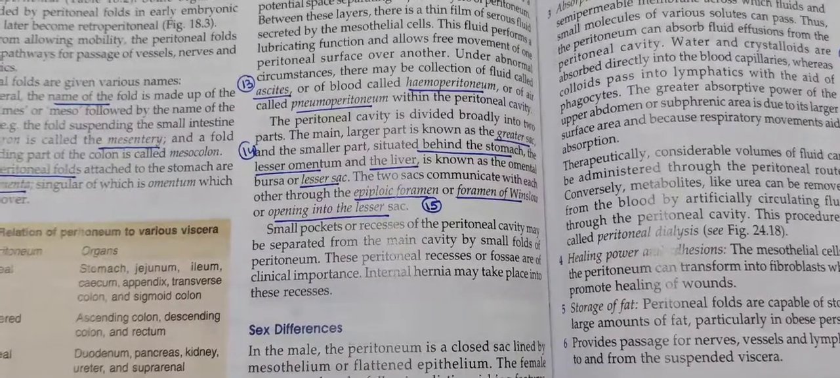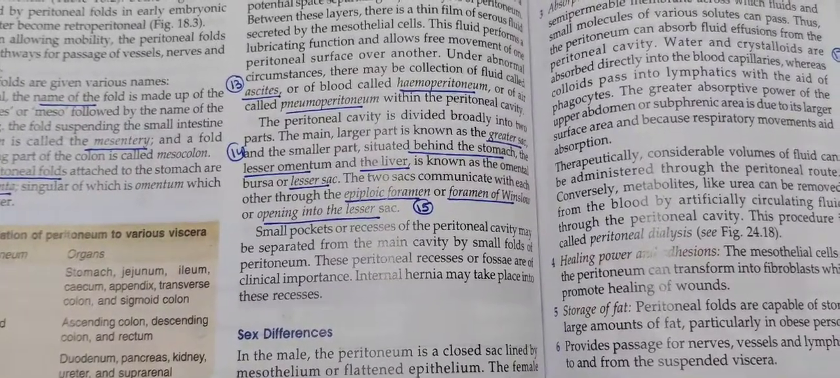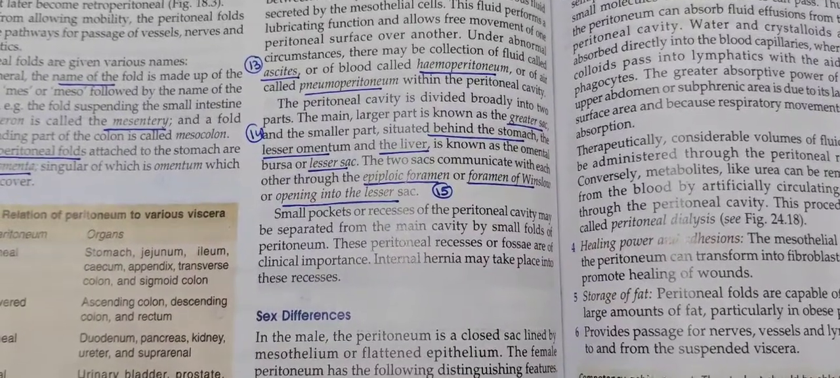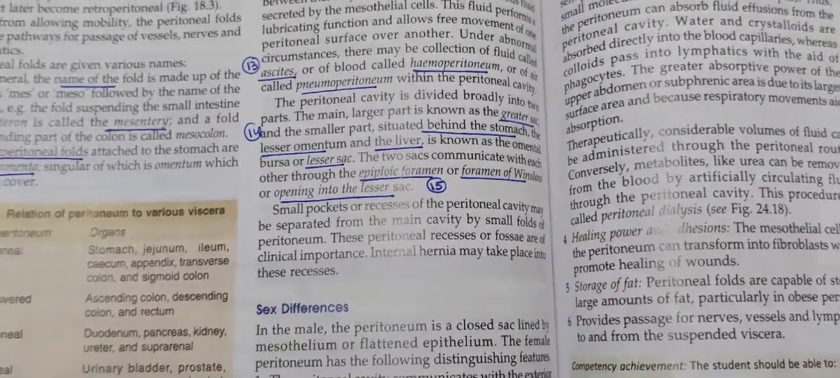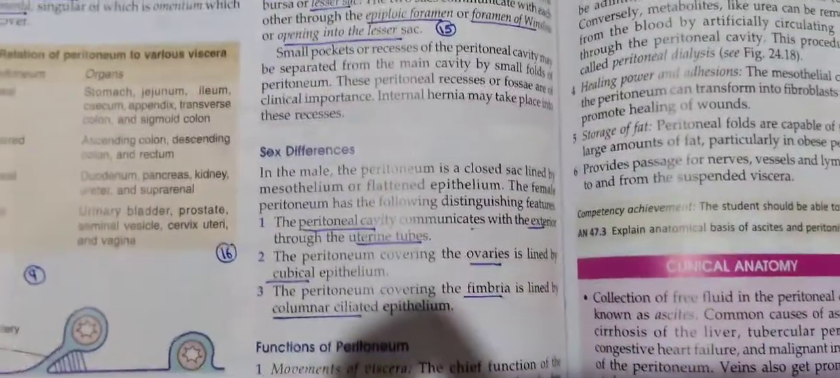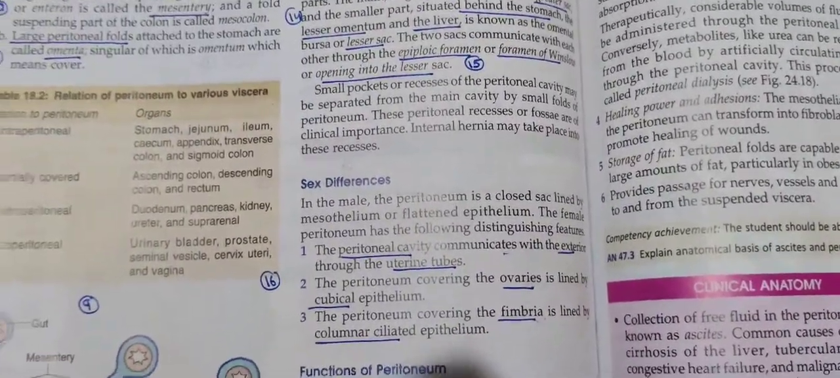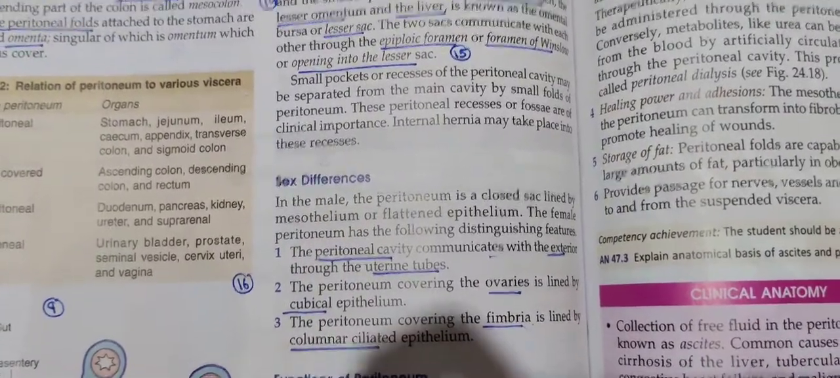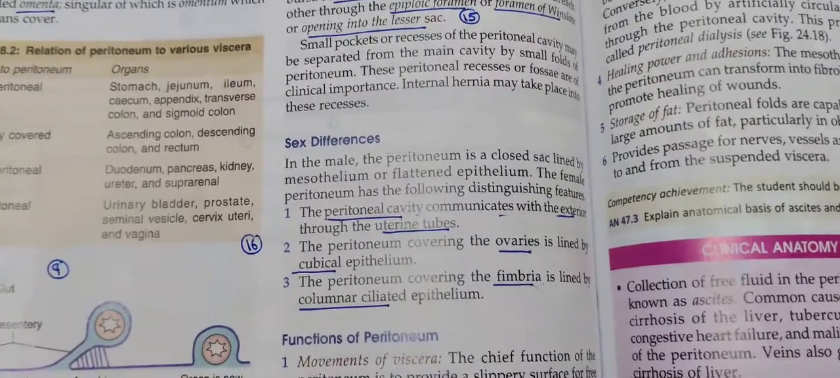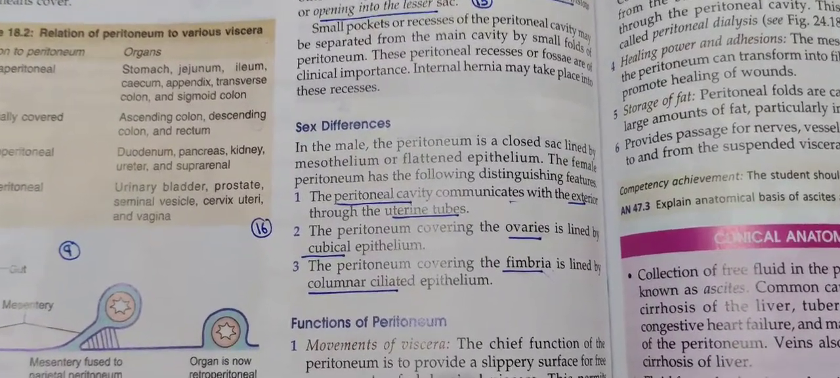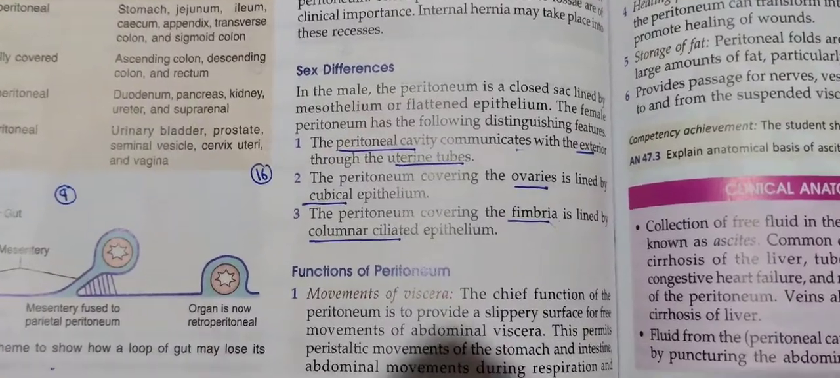These two sacs communicate through the epiploic foramen, or the foramen of Winslow, which is the opening into the lesser sac. This opening is present in the lesser omentum. In females, this cavity communicates with the exterior through the uterine tubes. The peritoneum covering the ovaries is cuboidal epithelium, and the fimbriae have columnar ciliated epithelium.